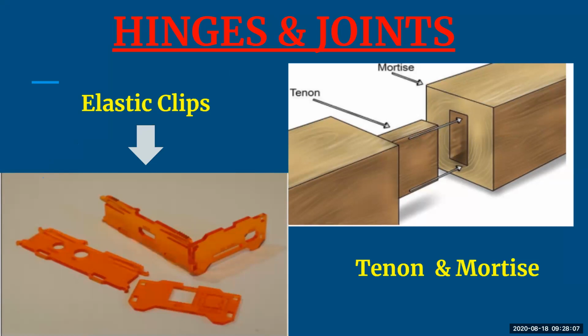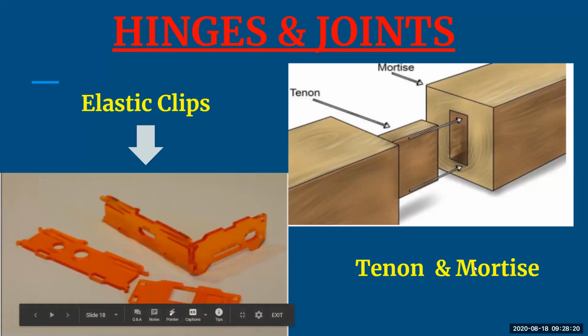You just have to place them between the two hooks, which will hold the sheet tight, and without any glue or any additional fixing, these clips will help you to hold the structure. So that was your elastic clips.